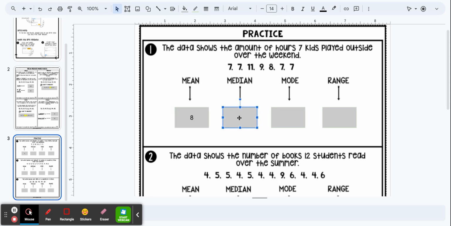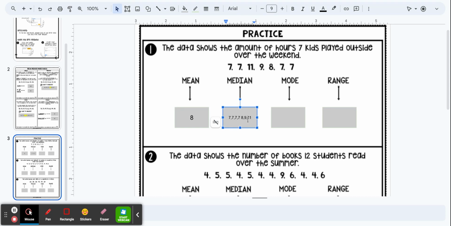Our median, remember, the first thing we have to do is put them in order. So I'm actually going to do that. I'm just going to try to write it really small right here first. So we're going to put them in order. 7, 7. There's like 4 sevens there. 8, 9, 11.